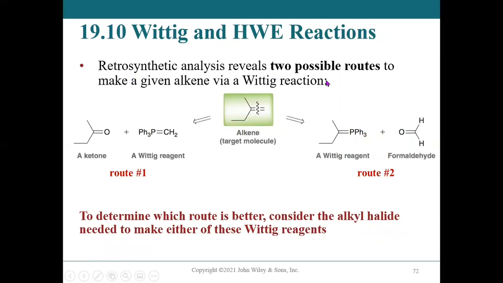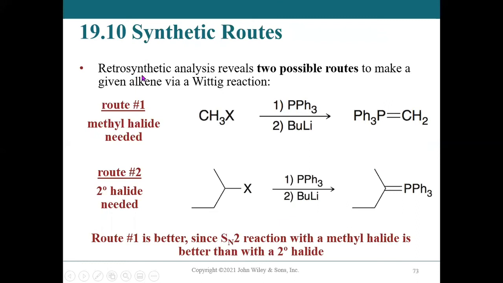Retrosynthetic analysis reveals two possible routes to make a given alkene via a Wittig reaction. For example, we want to make this alkene as the target molecule, and we can see the double bond being cut. Then we can see we might produce this target molecule from this ketone and this Wittig reagent. Or we can think of using this carbonyl group and then this other Wittig reagent. To determine which route is better, consider the alkyl halide needed to make each of these two Wittig reagents.